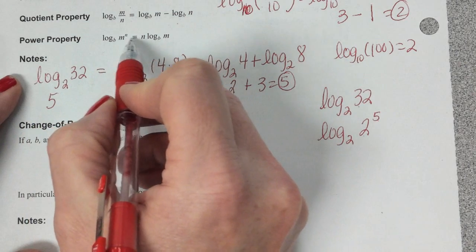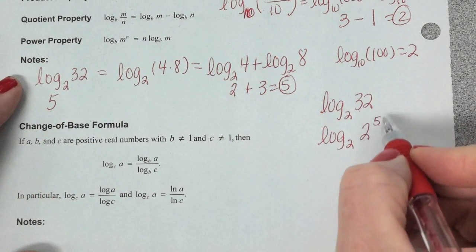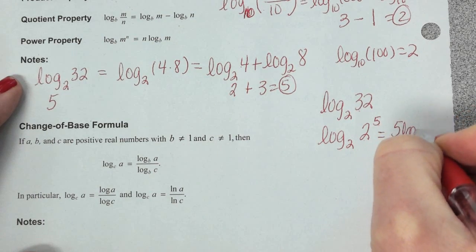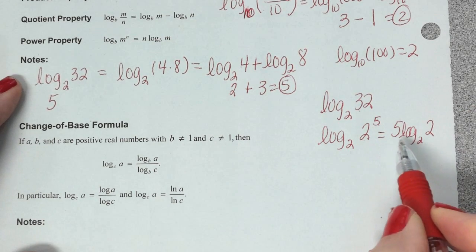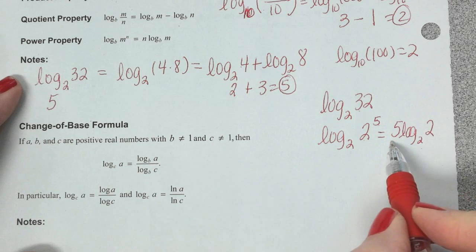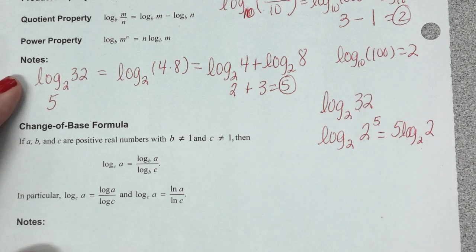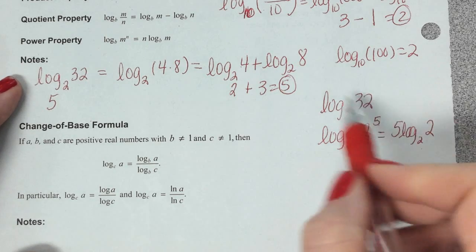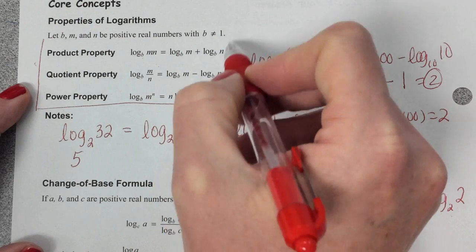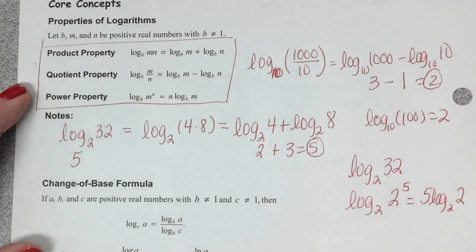This property says that we can bring that down in front. So I can bring this 5 down in front, and it would be 5 log base 2 of 2. Well, what is log base 2 of 2? 1 times 5 is 5. See how that works too? Okay, so these are properties. The sooner you can learn them, the better. Because we're going to be using these properties on the other page now.